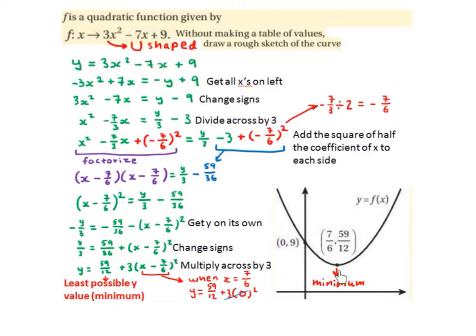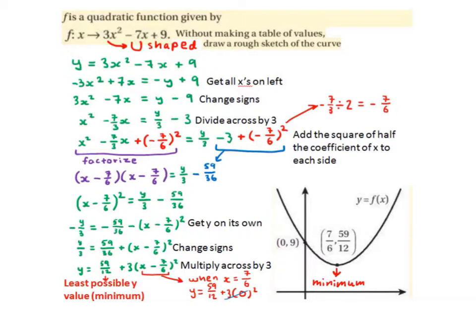So our minimum point on our U-shaped graph is going to be 7 over 6, comma, 59 over 12. An x value of 7 over 6 and a y value of 59 over 12. And we also know another point on our graph, which is going to be 0, 9. Because if we go back to the very start and have a look at our equation, we see that we have plus 9 as our constant at the end, which is going to be our y-intercept. So we know that 0, 9 is the point at which our graph crosses the y-axis.